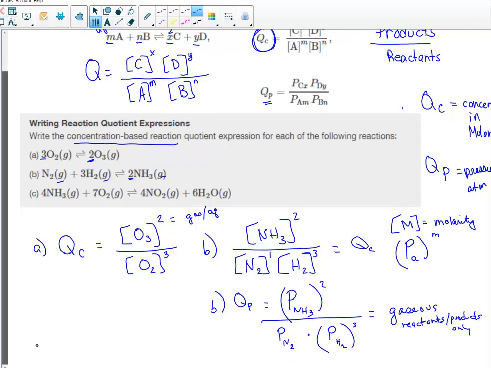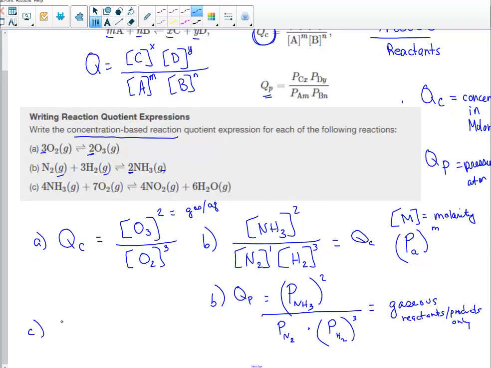We had one more, and that was letter C. Back to a Qc, a reaction quotient of products over reactants. The molarity of nitrogen dioxide raised to the 4th power times the molarity of gaseous water raised to the 6th power, set over the molarity of ammonia raised to the 4th power times gaseous oxygen's molarity raised to the 7th power. Products over reactants, coefficients become the powers with which you raise the molarity units.